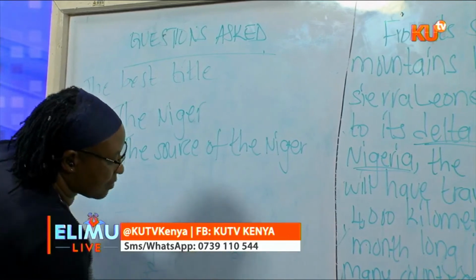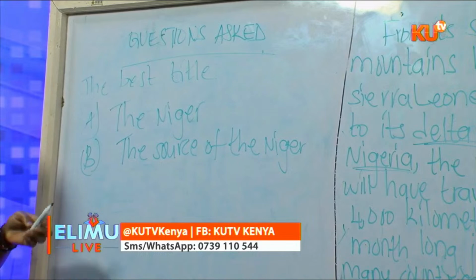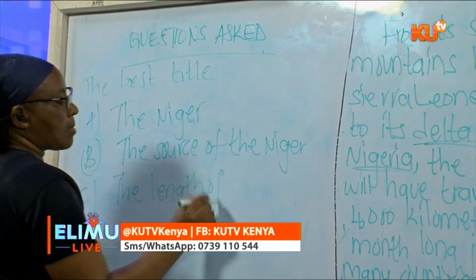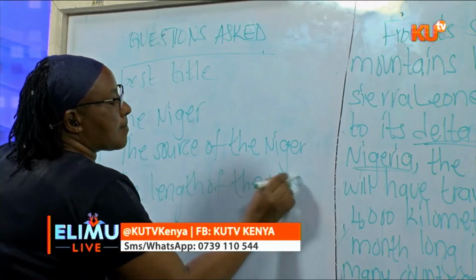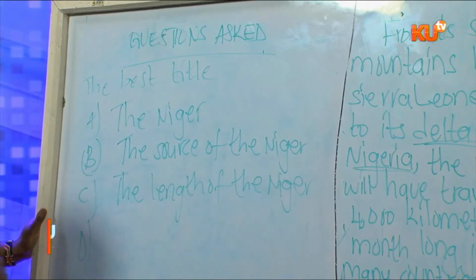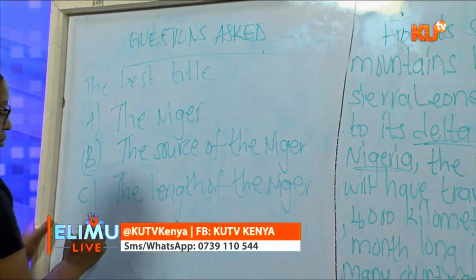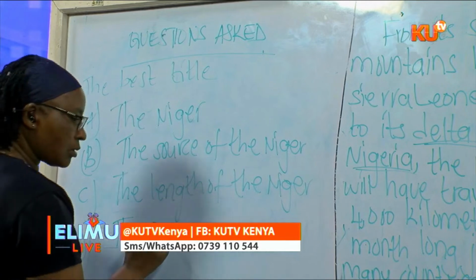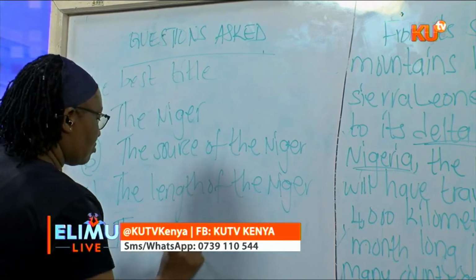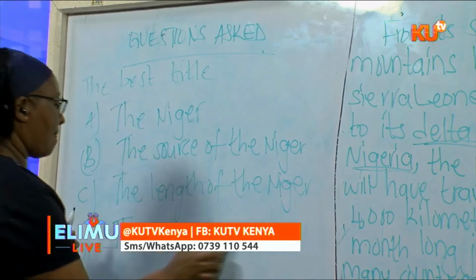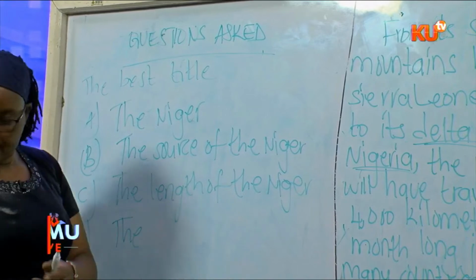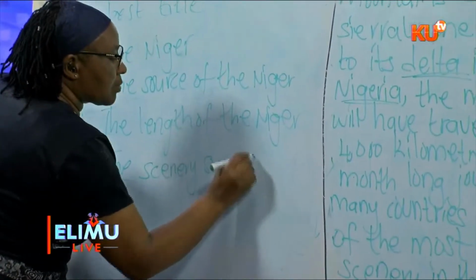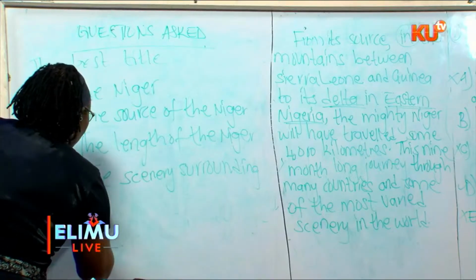And alternative C can be the length of the Niger, and alternative D can be the sceneries the Niger.